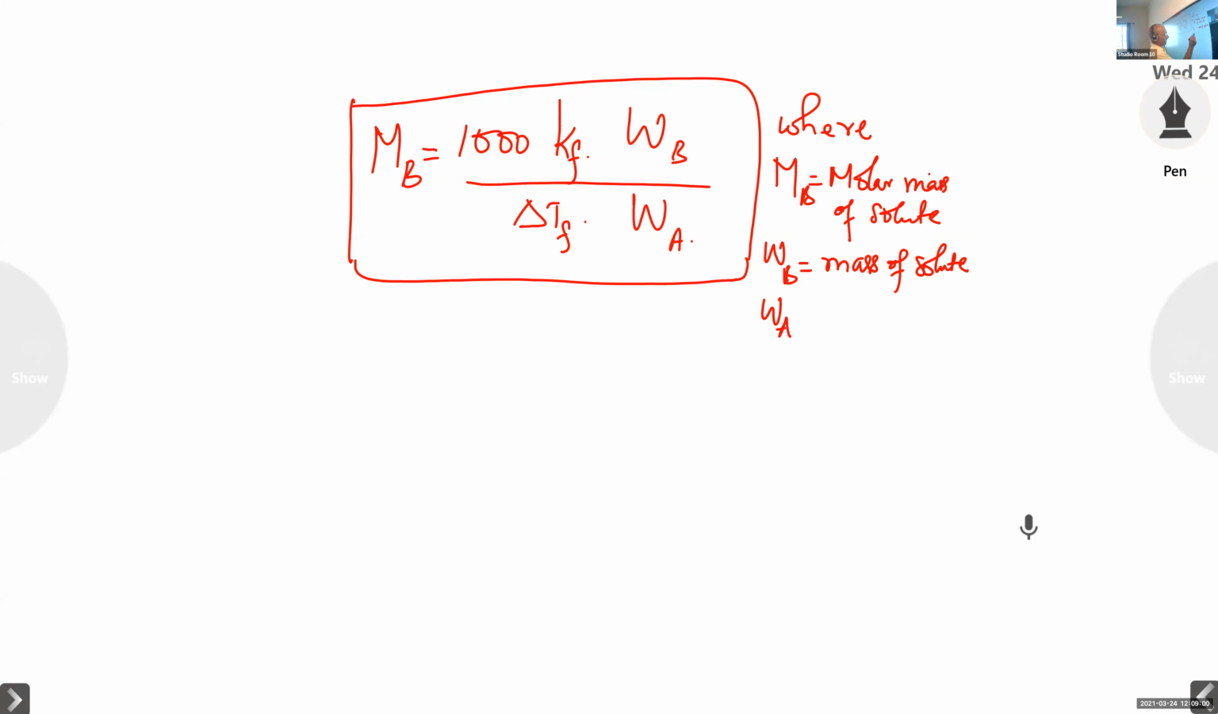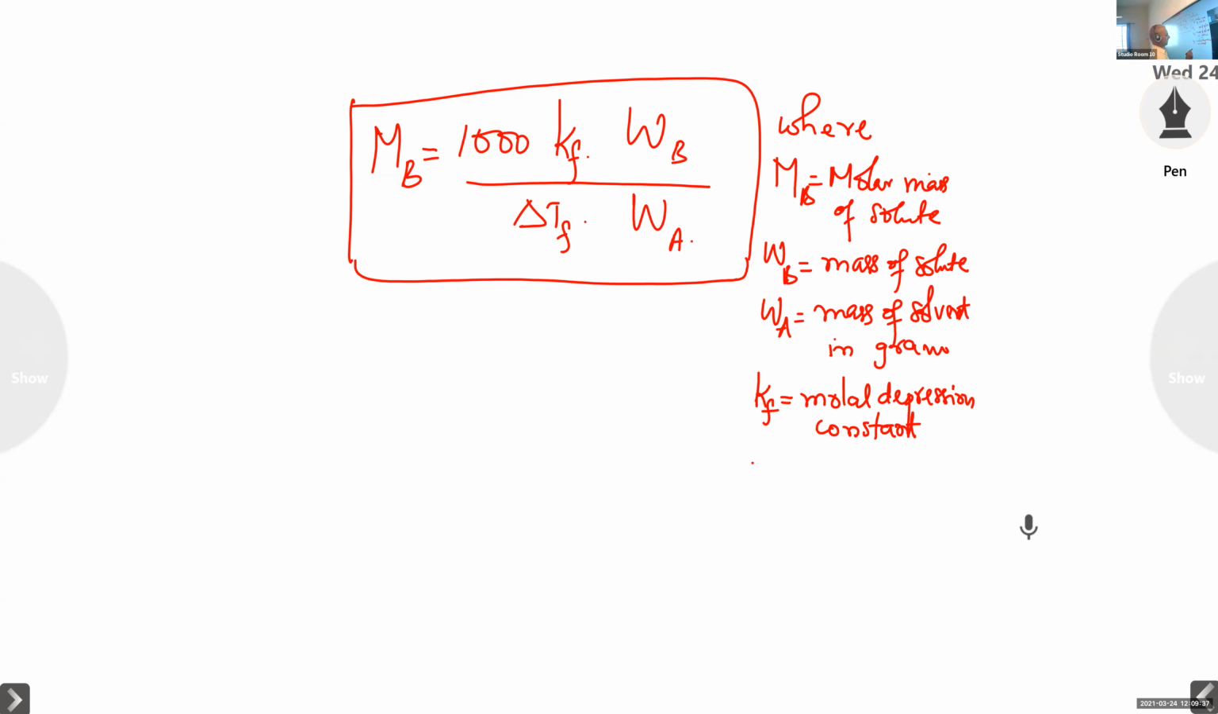WA, mass of solvent in gram, that is important. Mass of solvent in gram. And what else? Kf is there. It is molar depression constant, or a cryoscopic constant.